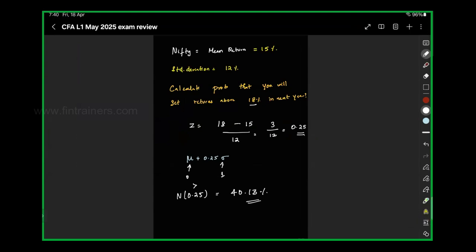So the answer here, the chance that we will get more than 18% from the standard normal table, looking at the right side of 0.25, we got that as 40.13%. Okay, so now hopefully everyone has a standard normal distribution table. If not, you can Google it. It's available on multiple websites.